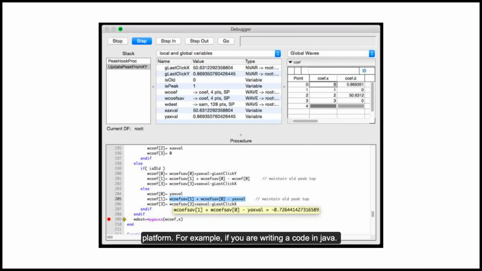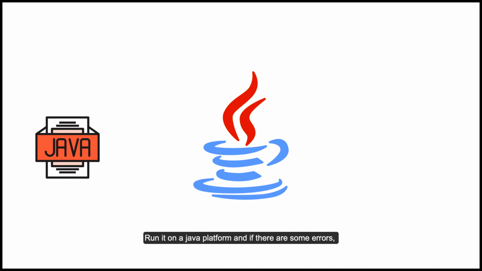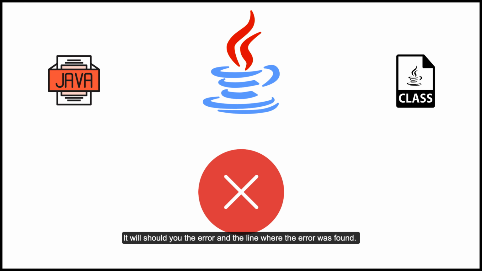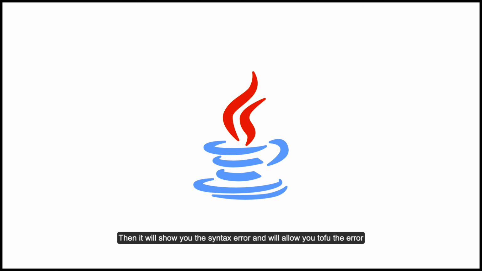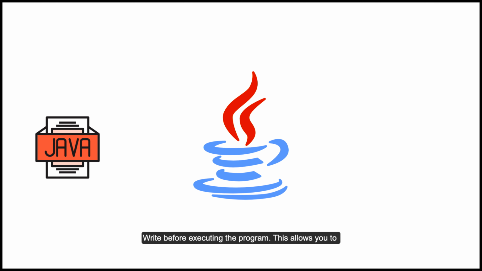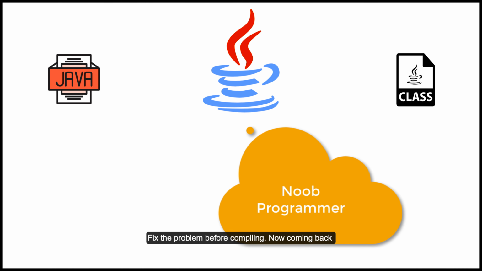For example, if you are writing a code in Java, a Java debugger will basically test your code and run it on a Java platform, and if there are some errors, it will show you the error and the line where the error was found. For example, if you have missed a semicolon, then it will show you a syntax error and will allow you to fix the error right before executing the program. This allows you to fix the problem before compiling.